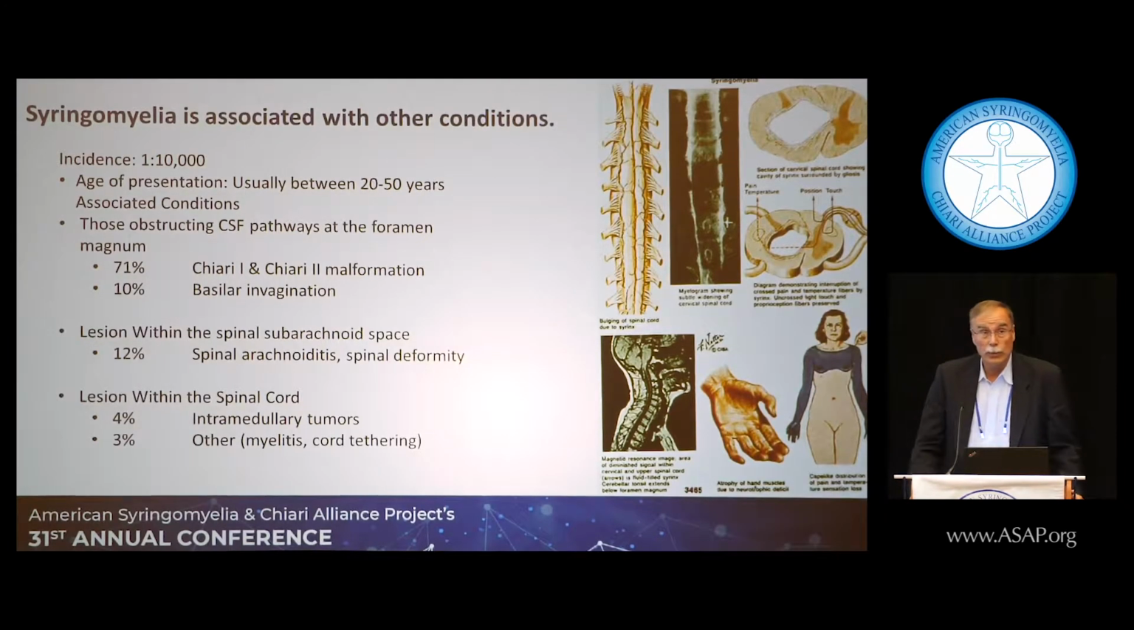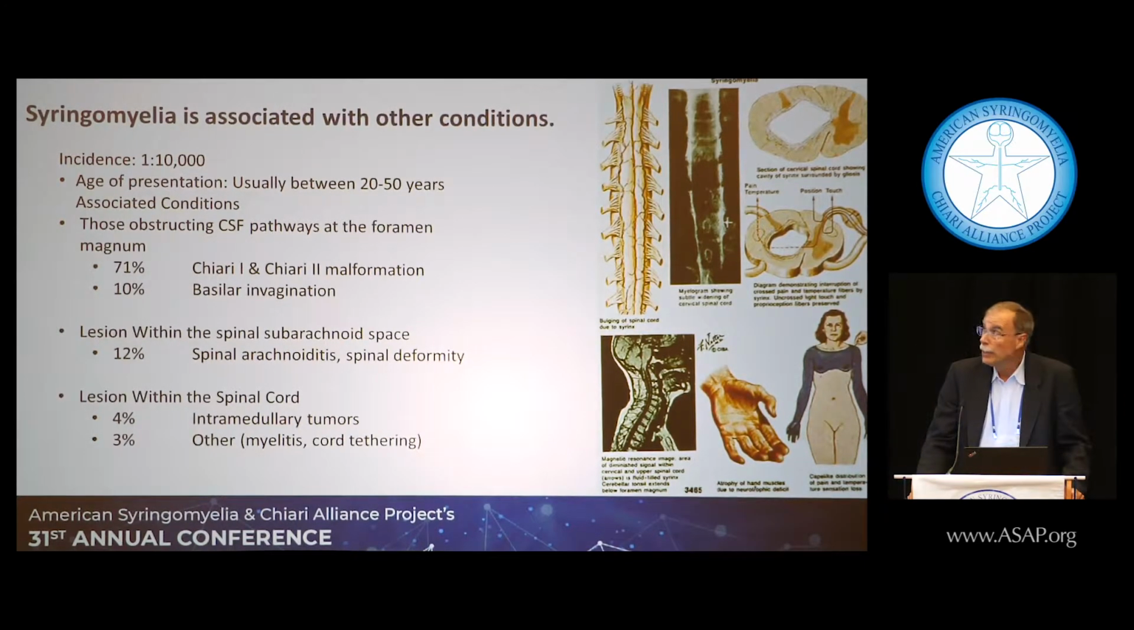All right, well, one condition associated with Chiari is syringomyelia. It's about 1 out of 10,000 patients, and usually occurs in middle age, or early, 20 to 50. Sometimes it occurs in children, but it's a congenital lesion, and it's always been a question, why? Why now? Why would it develop most often at 20 to 50?